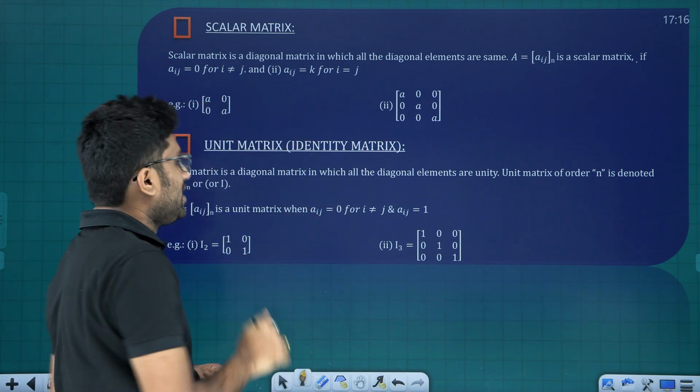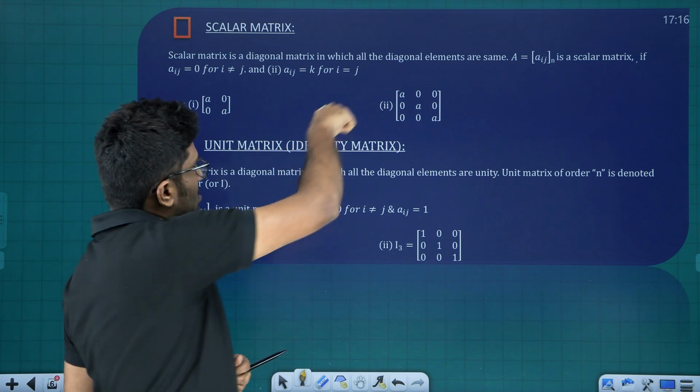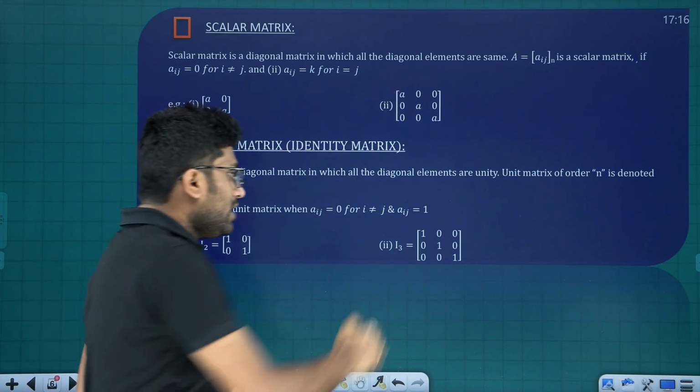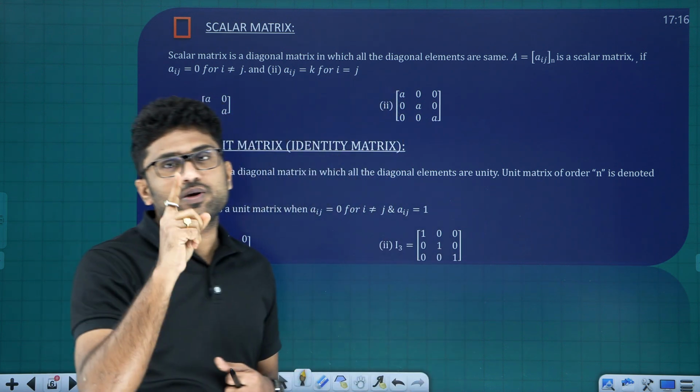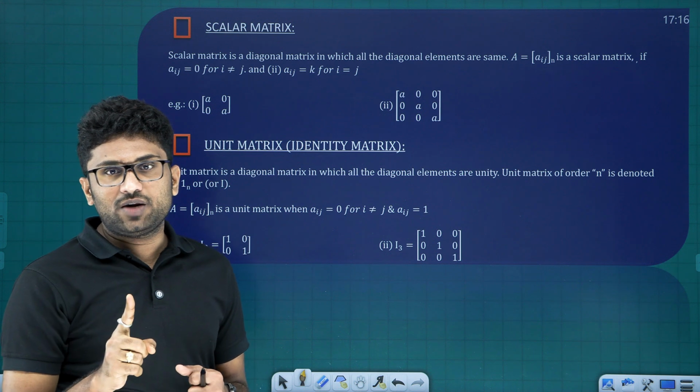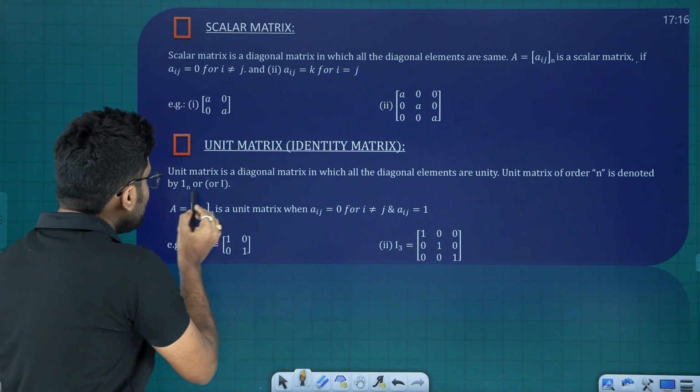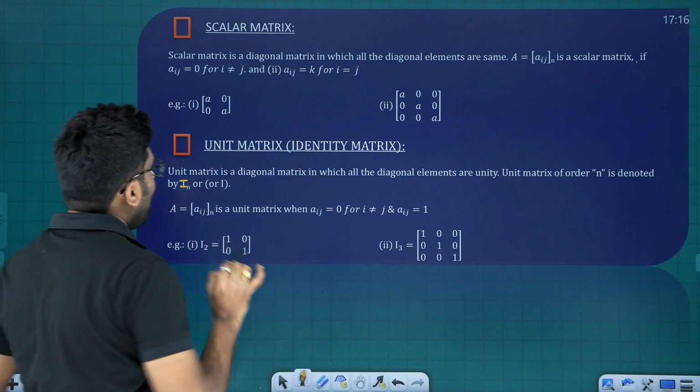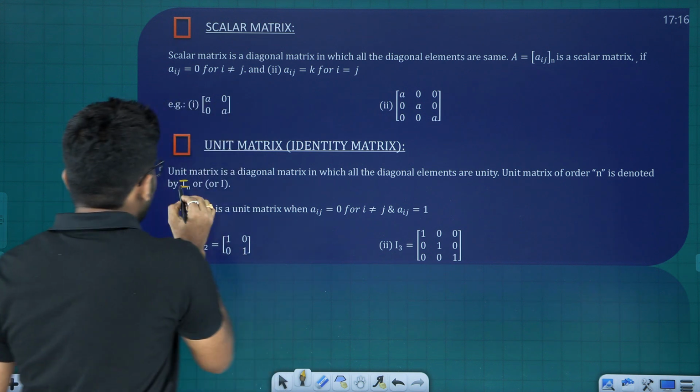Now coming to identity matrix or unit matrix. It is also a scalar matrix, but here all the diagonal elements will be equal to 1. So in general, we denote the identity matrix of order n as In.